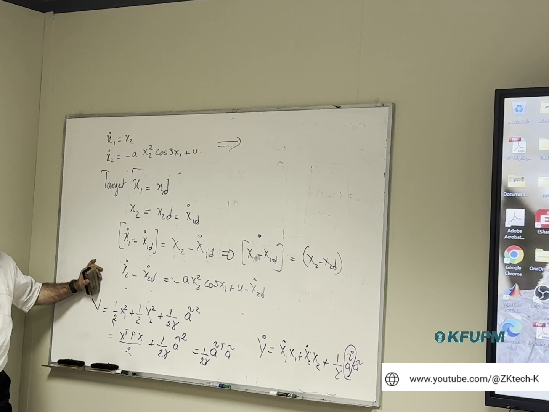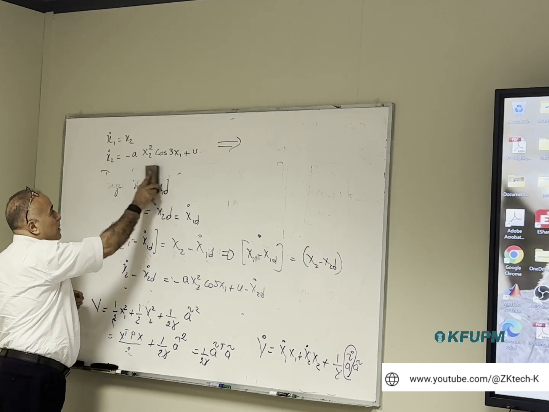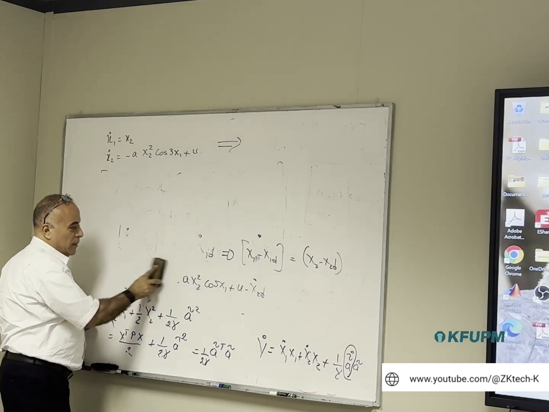So you're saying x1 desired prime should be equal to x2 desired? Okay, this is dynamic matching. You need to make sure that the dynamic satisfies itself. We agree with this? Okay, we did not do any of these, so let's remove this here. We did not change anything.